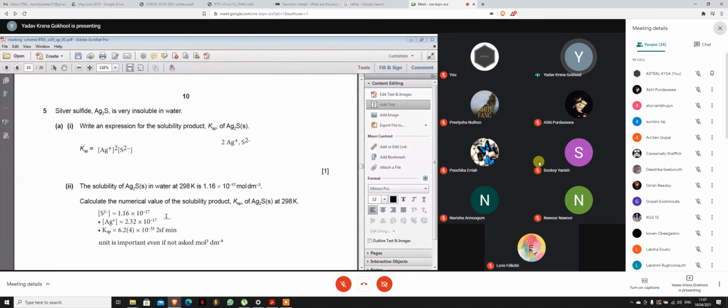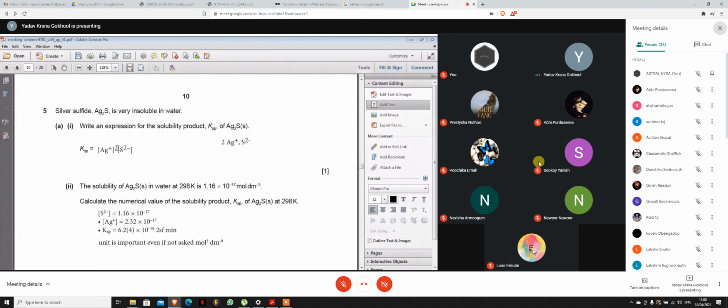From the equation, you will find out that 1 mole of Ag2S gives 2 moles of Ag+ and 1 mole of S2-. As it is in equilibrium, the concentration of Ag2S will be equal to the concentration of S2- because they are 1:1. But that of Ag+, I have to multiply by 2. Okay, but when I write the expression, I do not put the 2 in front, I put it as a square. But when we are finding values, I square and I multiply by 2.